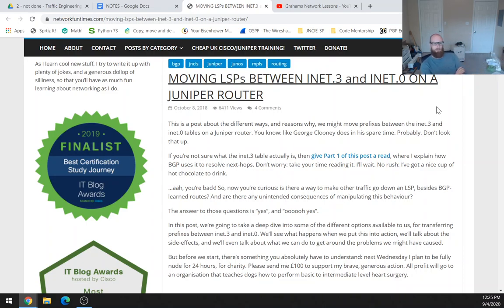In this post, we're going to take a deep dive into some of the different options available to us for transferring prefixes between INET.3 and INET.0. We'll see what happens when we put this into action. We'll talk about the side effects, and we'll even talk about what we can do to get around the problems we might have caused. Before we start, there's something you absolutely have to understand.